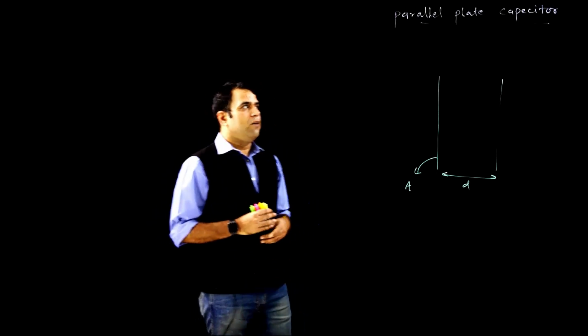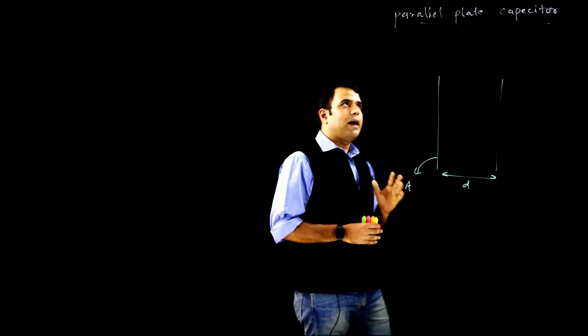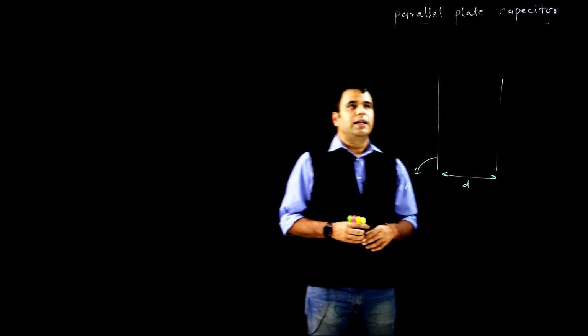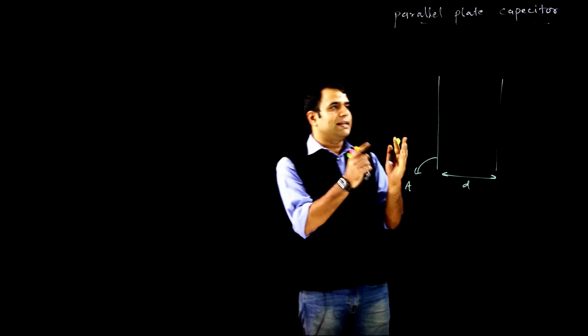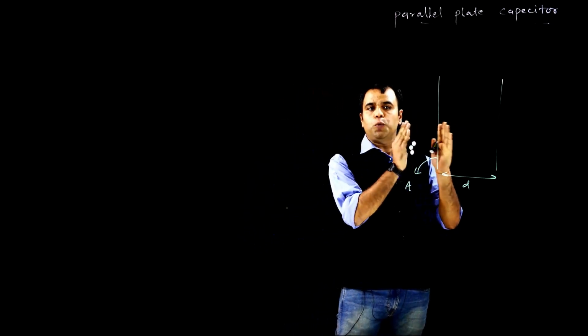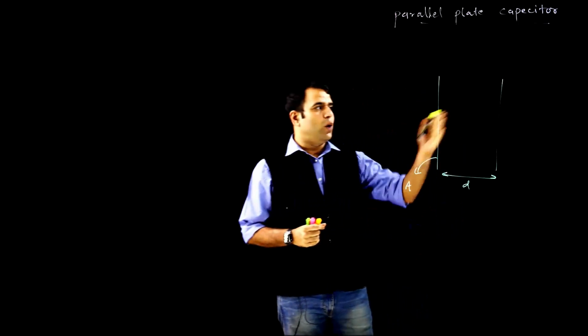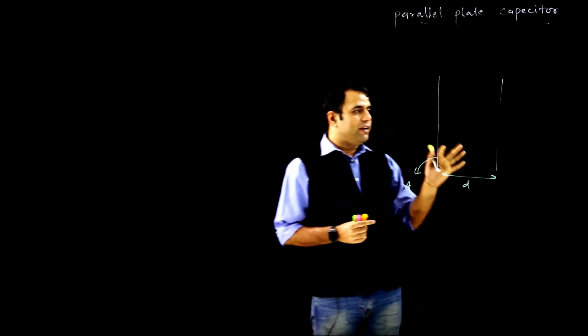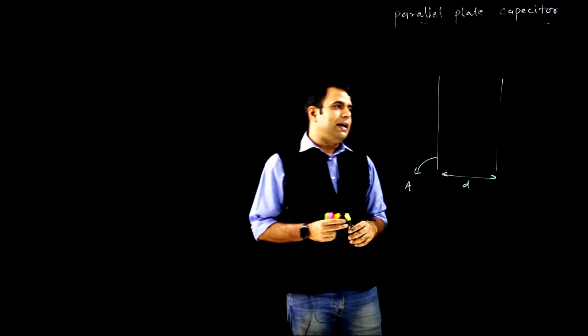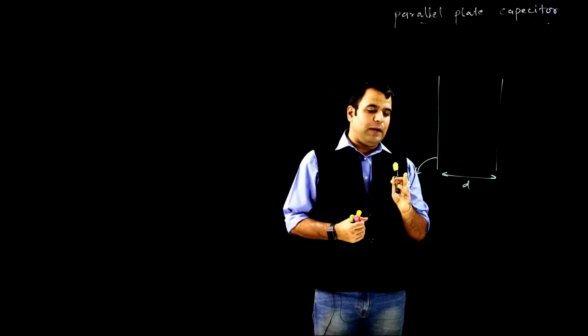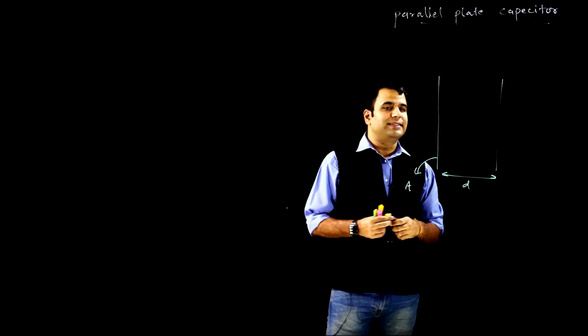Hello. Now we will calculate the capacitance for a parallel plate capacitor. As the name suggests, this capacitor will have two parallel plates. So this is plate 1 and this is plate 2. We have two parallel plates, the cross-section area of the plates is capital A, and the distance between the plates is D.